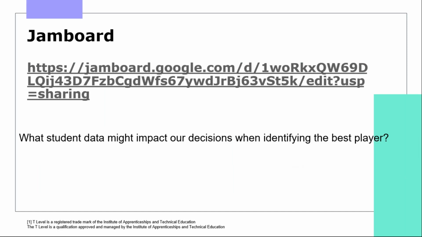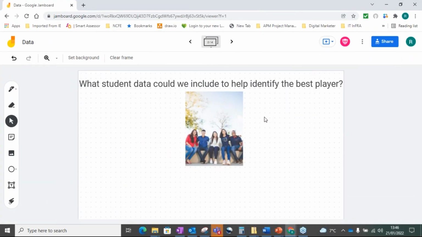Okay, if we can now refer back to the Jamboard, and if we can go on to frame 2 or slide 2 for the next activity, and you'll find the link in the chat still if you close the page by mistake, or just let me know if you need it. I would like you to post some ideas about the types of student data that could help identify the best player. So that's what we're looking at on this next page. So what student data could help identify the best player?